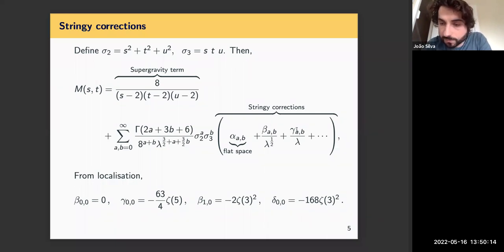These are the corrections that people do not know. People do know a finite number of these corrections, so they know precisely these ones that I'm telling you: beta 0,0, gamma 0,0, beta 1,0, and delta 0,0. So this slide summarizes all knowledge about the string corrections that existed. I think it answers what you were discussing. Is this clear? This slide.